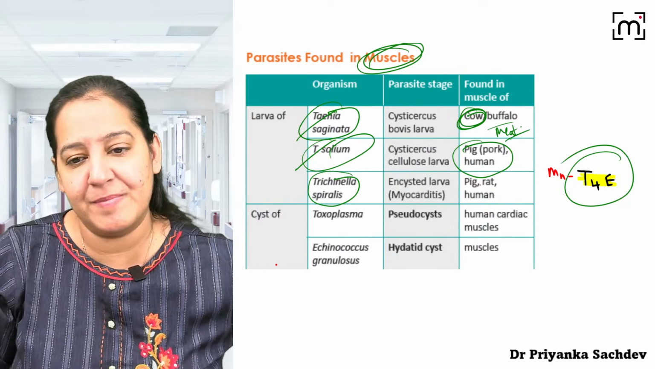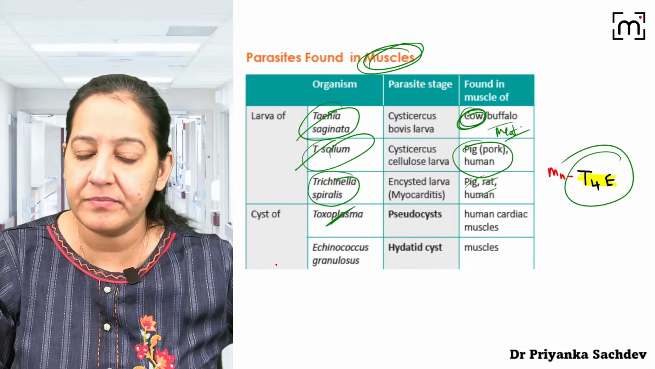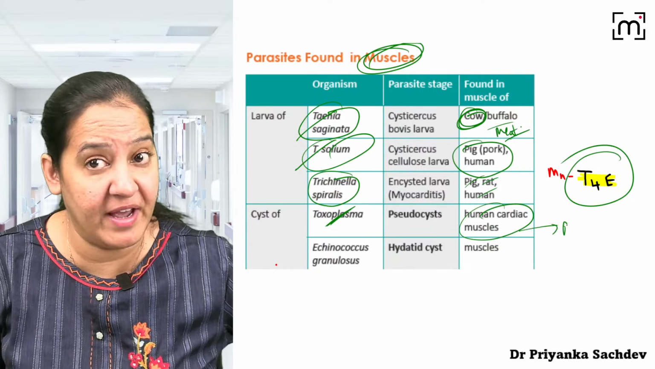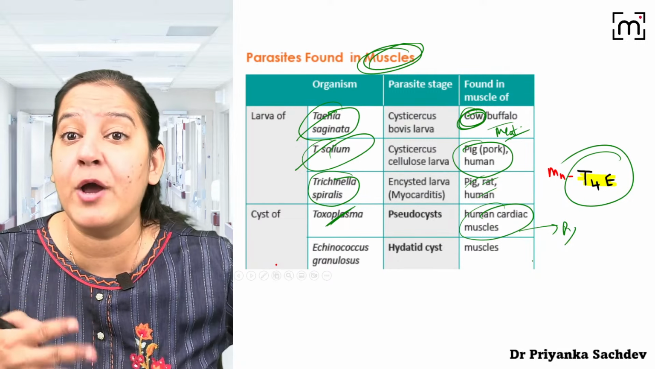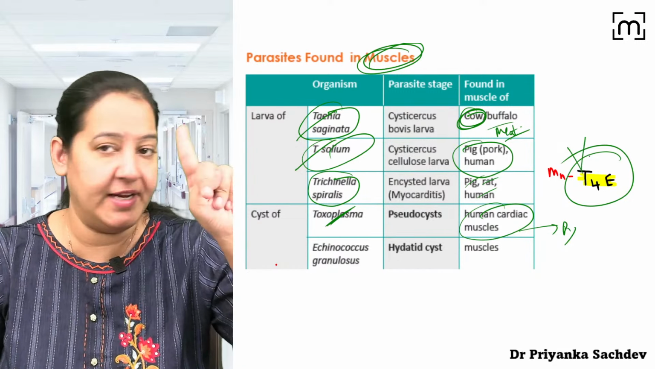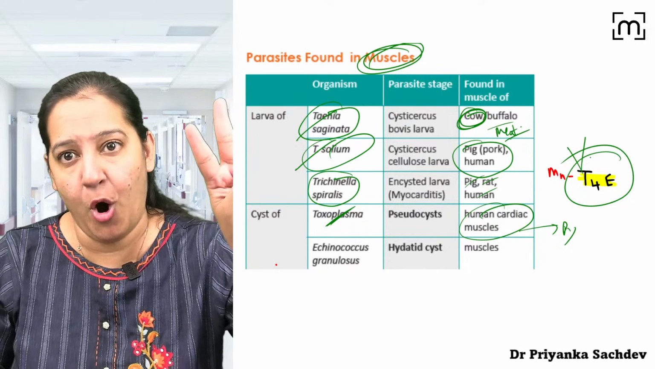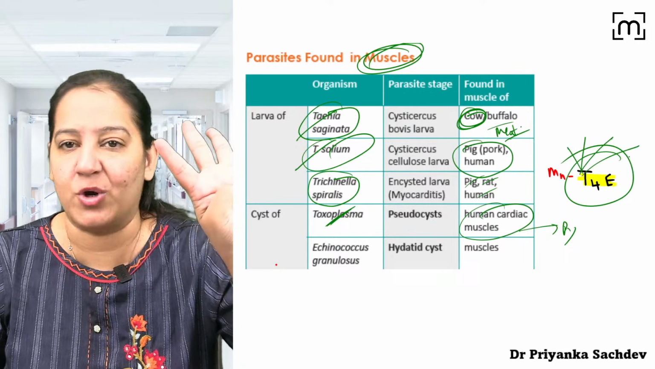Trichinella spiralis is present in pig, rat, human, everyone, and Toxoplasma is present in human heart. It's your PYQ. In the human heart it causes myocarditis, right? So the 4T, 2 out of 4 are Taenia. Taenia solium, Taenia saginata. One is in cow and one is in pig, pork, right? One is Trichinella, one is Toxoplasma.